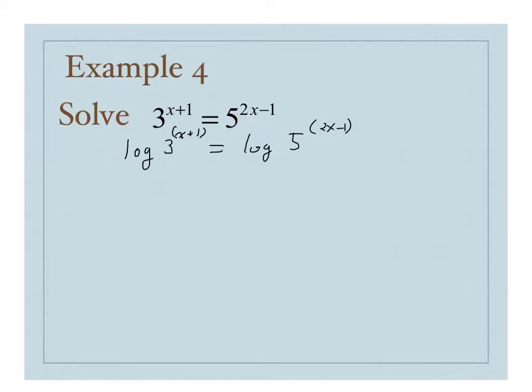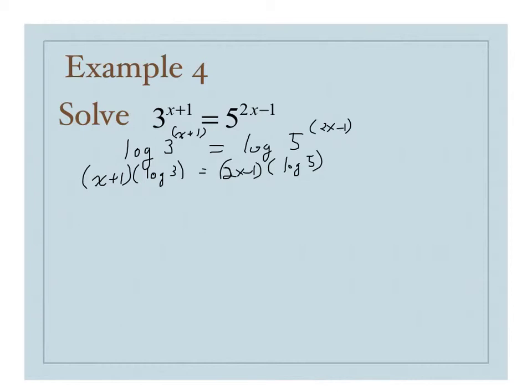So, again, we're going to do the same thing. We're going to use the power property and bring the powers down to the front. And now we have x plus 1 quantity times log of 3 equal to 2x minus 1 times log of 5.